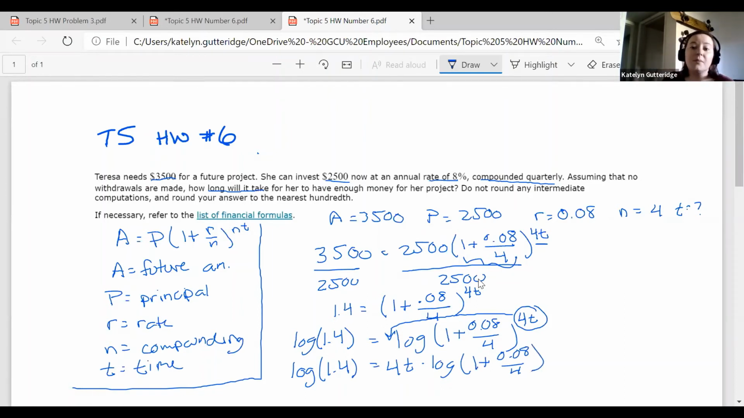This was the entire purpose of using that log. We can't do anything with the variable in the exponent. We have to get it out of the exponent. The logs are what bring it out of the exponent. So that was the goal of the log, to get that variable out of the exponent.